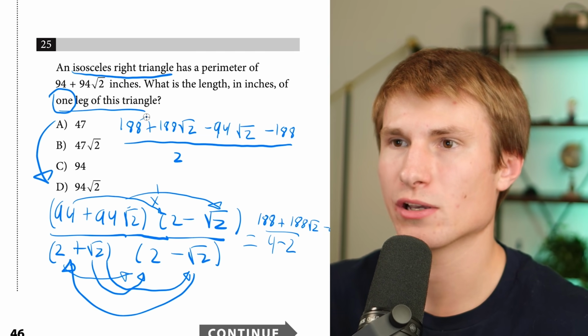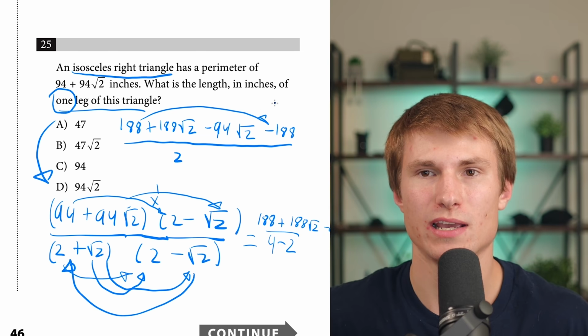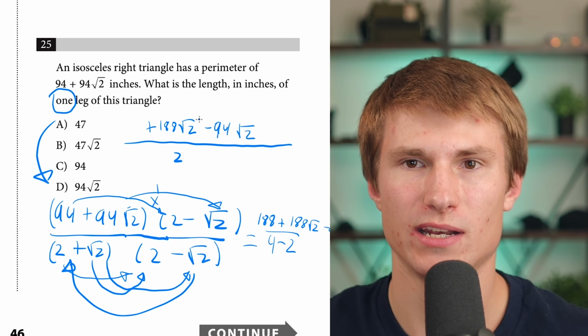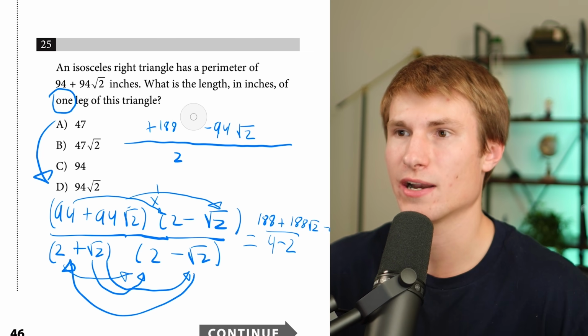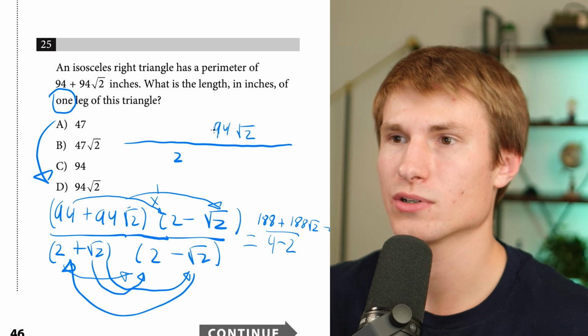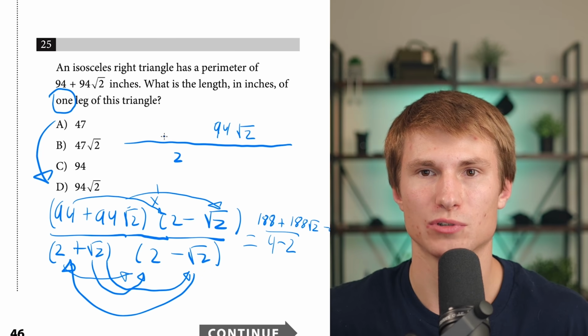From here, we can see that we have 188 minus 188. Those are going to cancel, so I'm going to erase those. We still have plus 188 square root 2 minus 94 square root 2. That's going to leave us with a positive 94 square root 2. So now we have 94 square root 2 over 2. 94 over 2 will leave us with 47.